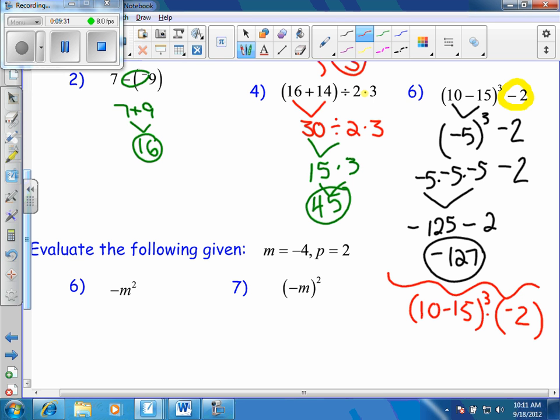Olivia? For number 6, wouldn't negative 5 times negative 5 times negative 5 be a positive number? No, because negative 5 times negative 5, right here, is 25, positive. And when you multiply 25 times a negative 5, you're back to a negative. You see that?